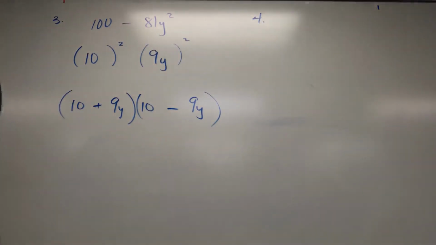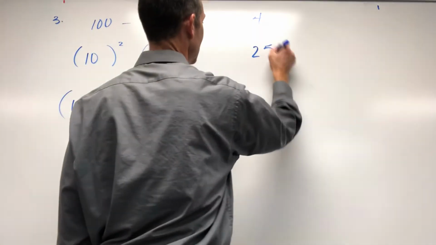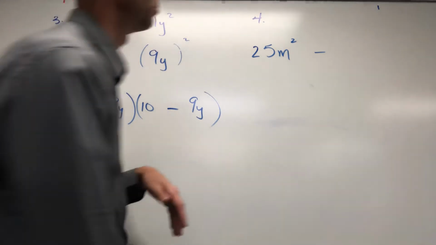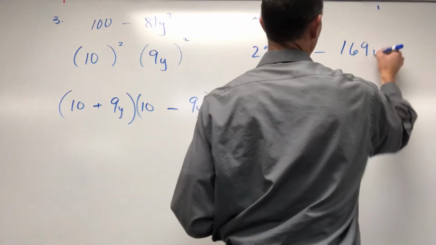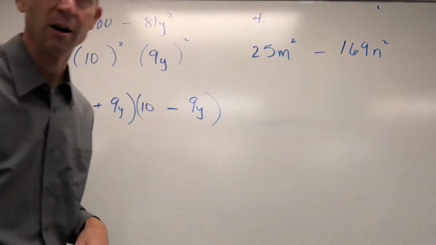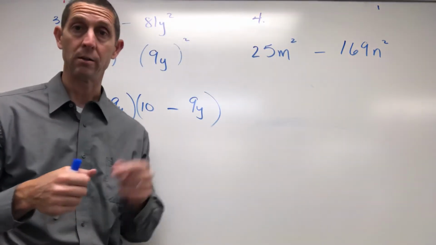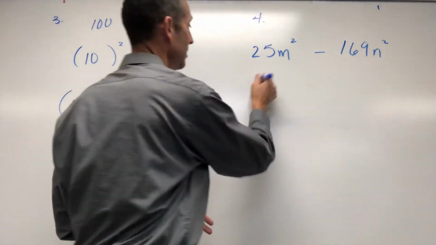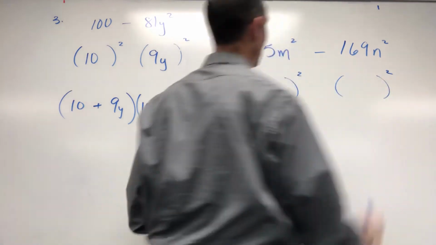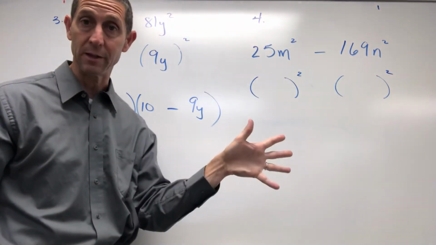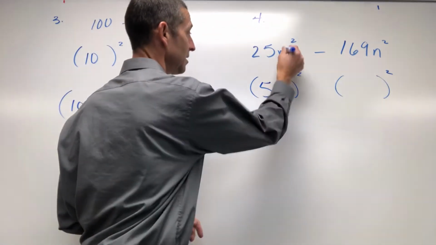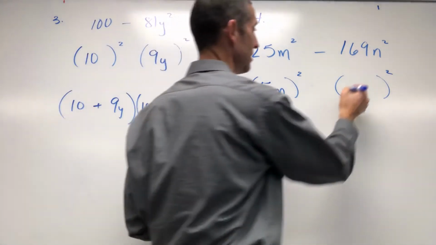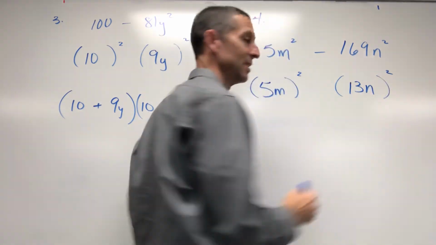Let's do another one. How about 25m squared minus 169n squared? Let's go big. All right, 2 in a row, check. Minus sign, check. Can you build the squares? Let's find out. All right, 25, that's no trouble. That's just going to be 5. M squared gives you the m. 169, that's a 13. So here's a 13 and an n.